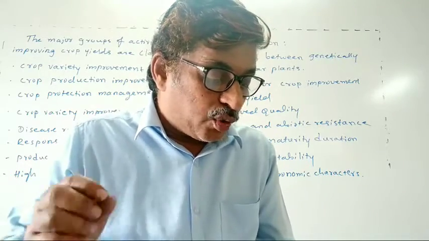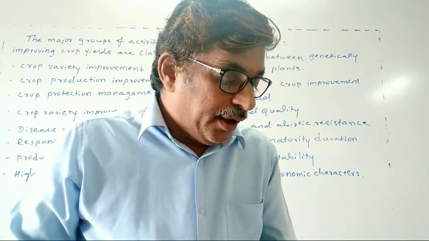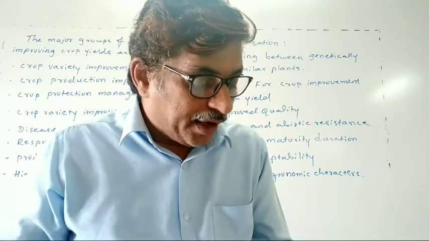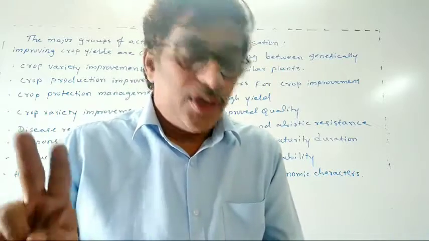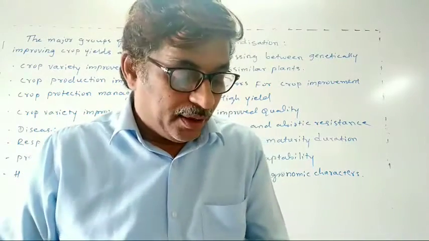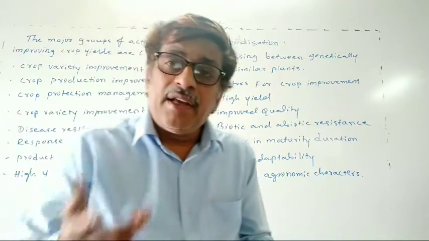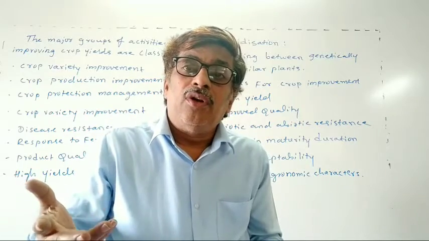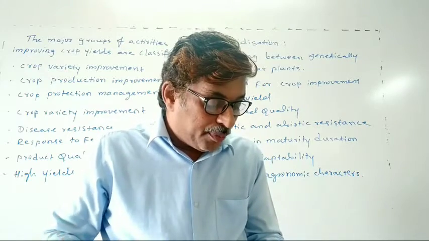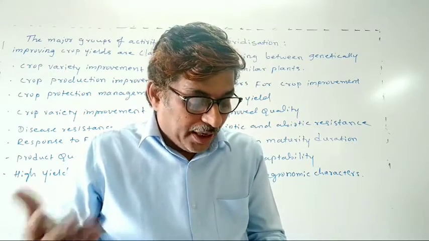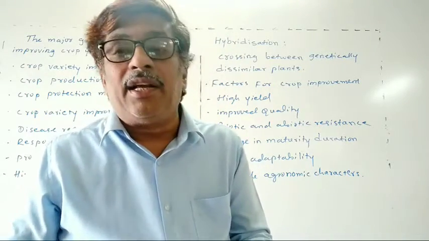So hybridization refers to crossing between genetically dissimilar plants. This crossing may be intervarietal, between the different varieties, or interspecific, between two different species of the same genus or family, or intergeneric, between different genera. So you can use this to get high yielding varieties of crops. Another way of improving the crop is introducing the gene that provides desirable characteristics. So this results in genetically modified crops.